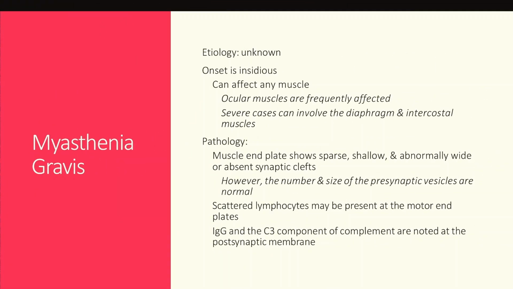Etiology unknown. We don't know what causes it or what triggers it. Onset is often insidious, meaning they don't know it's coming on until it already happens. Can affect any muscle, but the ocular muscles are frequently affected. So if you can't hold your eyelid up anymore, what's that called where it lags? Ptosis. So they're going to present with ptosis, lid lag, because the ocular muscles are affected. They can't keep the eyelid up. And then severe cases can involve the diaphragm and intercostal muscles as well.